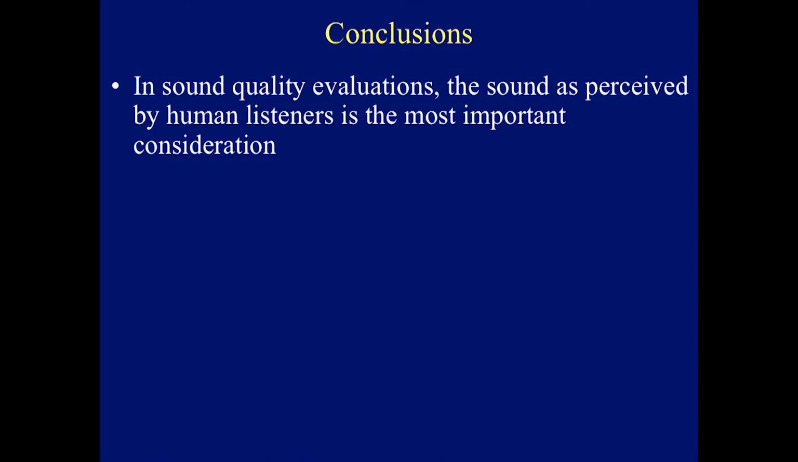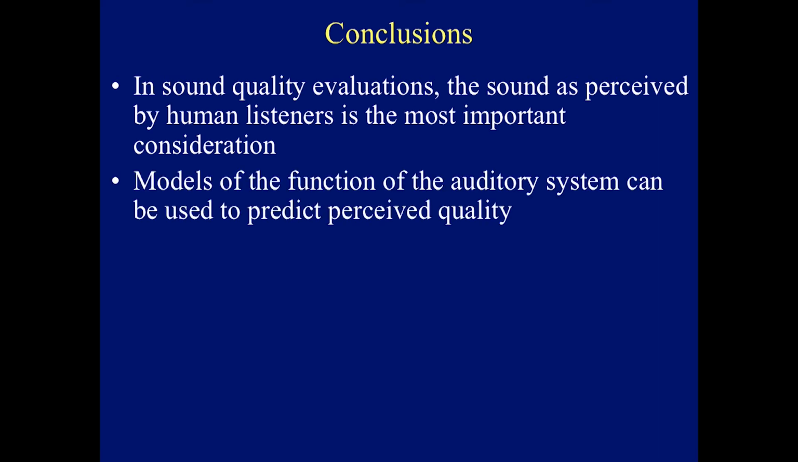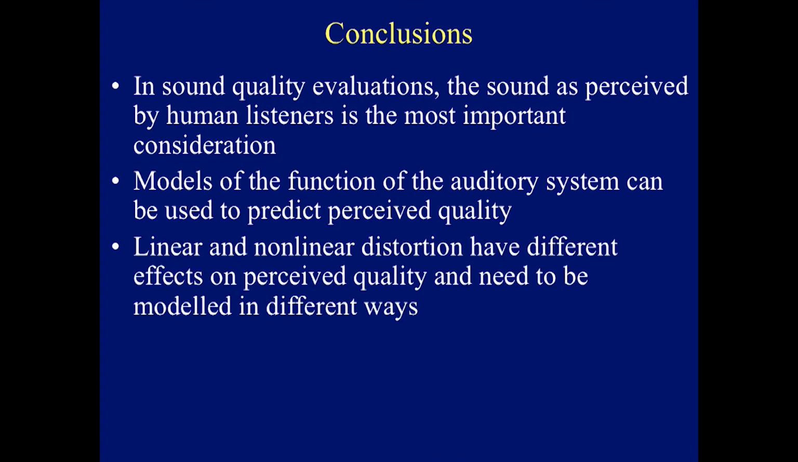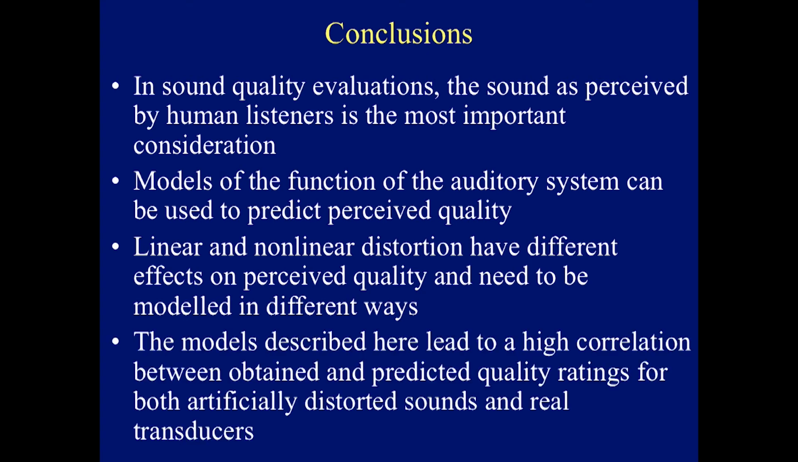So just to give you some overall conclusions: in sound quality evaluations, the sound as perceived by human listeners is the most important consideration. I think that's a point that came up in the discussion of the previous talk as well. And to predict the quality as perceived by human listeners, we need to use models based on the way that the auditory system functions. And I've argued that linear and nonlinear distortion have different effects on perceived quality, and they need to be modeled in different ways. And the models described here lead to high correlations between obtained and predicted ratings for both artificially distorted sounds and for real transducers.